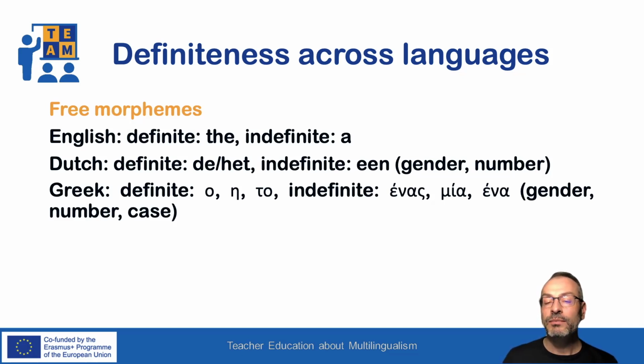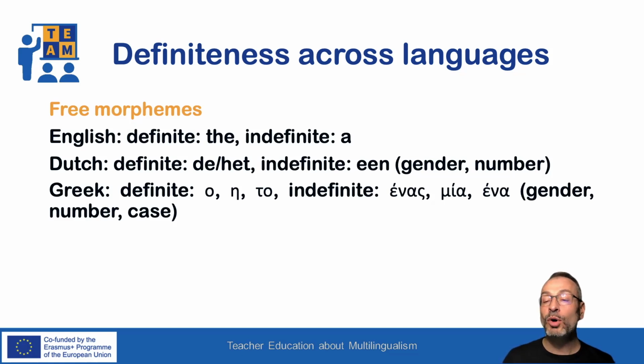For example, Dutch has two genders, common and neuter, and the definite article has two different forms, de and het in the singular, but only one in the plural. The indefinite article has only one form, een, for both common and neuter genders.